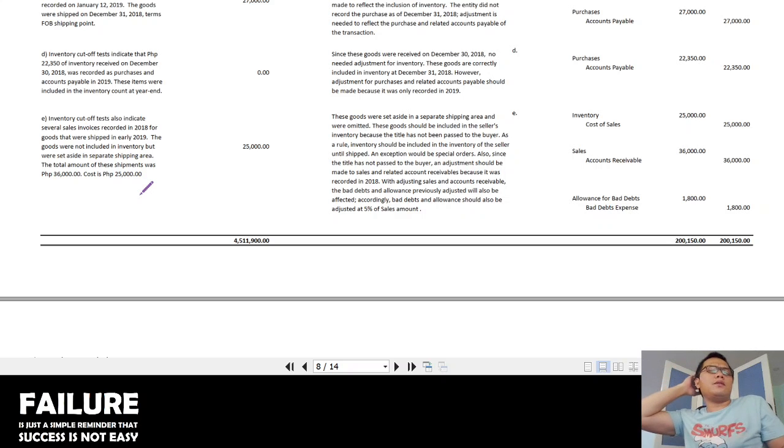So, medyo marami ang nangyari dito, no? First question is, tama ba na i-record siya as sales in 2018? Second, hindi pa siya na-ship, okay? Put into a different separate shipping area pa siya. So, hindi siya nasali sa inventory natin. Dapat ba siya, ang tanong is, or the question is, dapat ba siya isali sa inventory? Okay?